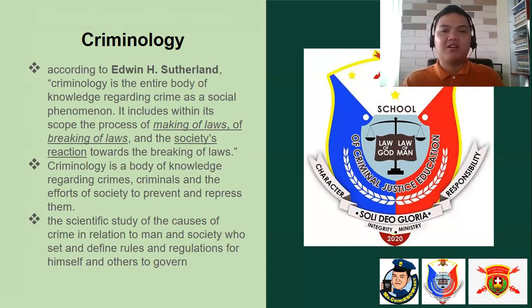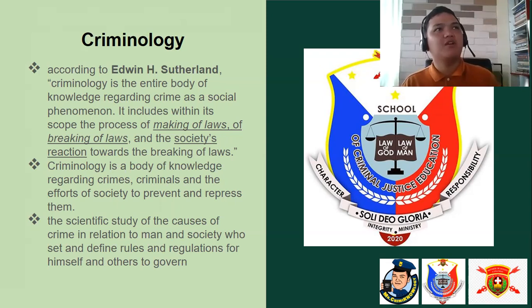According to him, criminology is the entire body of knowledge, all the knowledge that you can use in explaining crime as a social phenomenon, because crime is now part of our daily lives. It is an occurrence that is happening. And within the scope of criminology, we are looking into three parts.